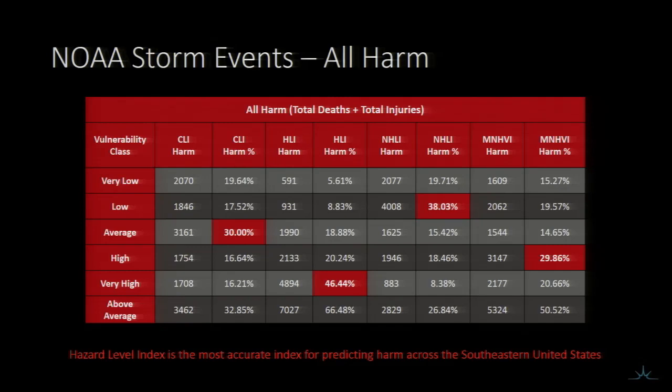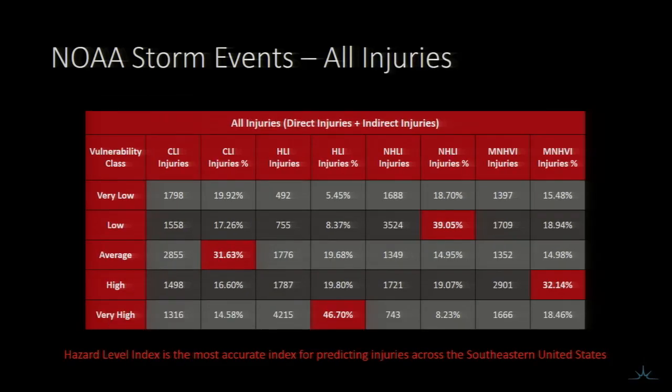As you see here, the hazard level index was the best predictor overall for the amount of harm in a region, explaining and predicting about 46.4% of overall harm for the time period. If you subdivide that to just injuries, again, the hazard level index is the best predictor, explaining about 47% of the overall harm for a region.